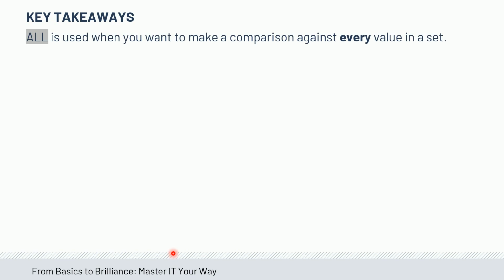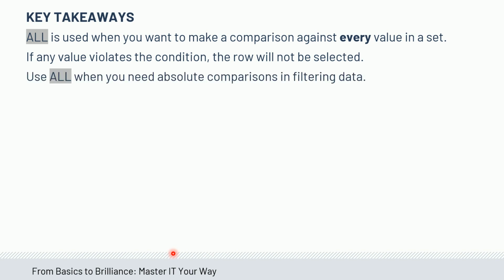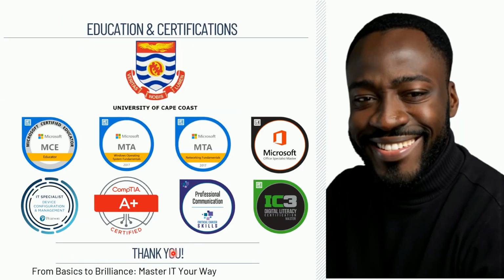So, what's our key takeaway? ALL is used when you want to make a comparison against every value in a set. If any value violates the condition, the row will not be selected. Use ALL when you need absolute comparisons in filtering data. And that's about it for today.